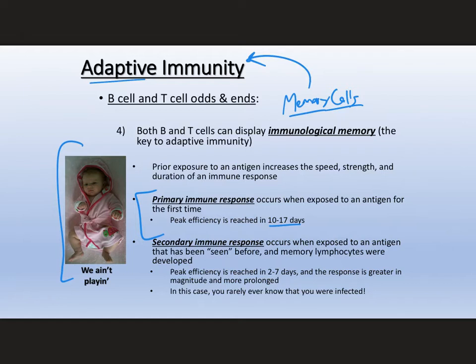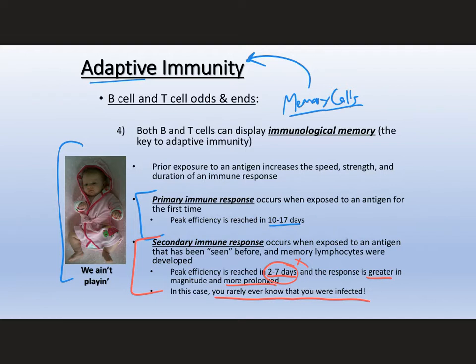But a secondary immune response is a response to an antigen that you've seen before, that your body's aware of. And so in this case, your body mounts a response that reaches peak efficiency in 2 to 7 days. And that response is stronger, and that response lasts longer. And the key is you rarely ever know that you were infected. So if you get a pathogen, and it has to be the same exact one, right? But if you get a pathogen for a second time in your life or a third time in your life, it's going to start to multiply in your body. And before you ever even feel any symptoms, your body's going to get rid of it. All right, and so then you don't get sick from that again.